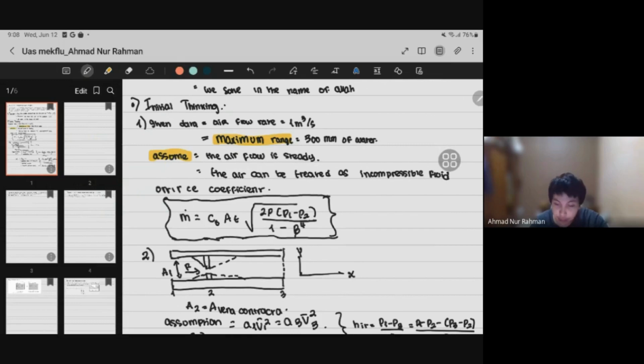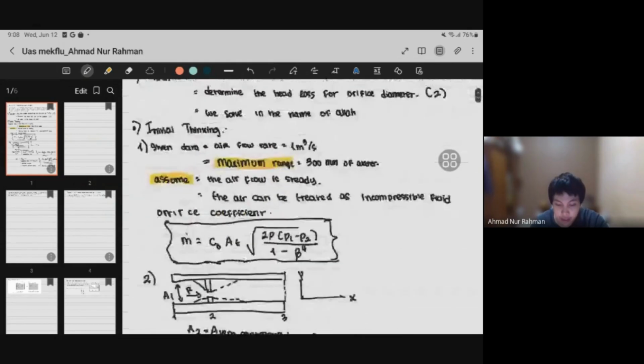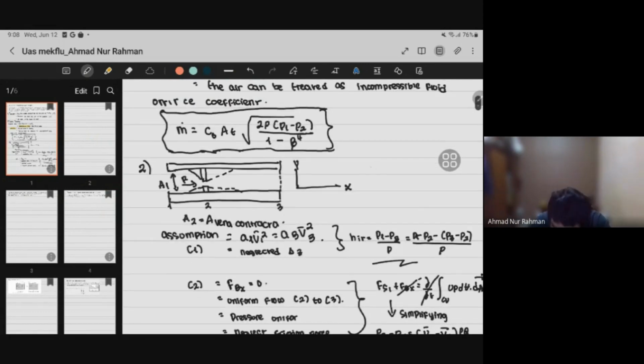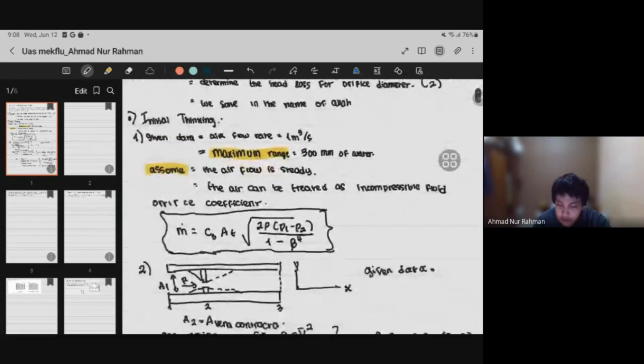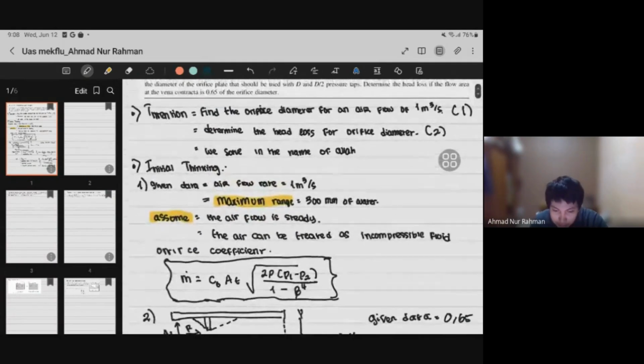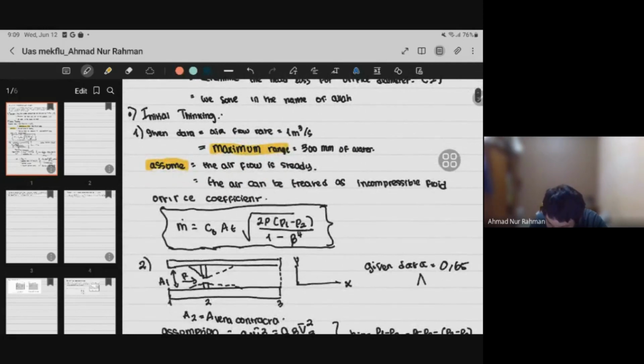That was the first problem. Now we move to the second problem. We identified using the picture that the flow, this is A1, and A2 is the vena contracta. The given data for this problem is 0.65, A2 over A1 equals 0.65.